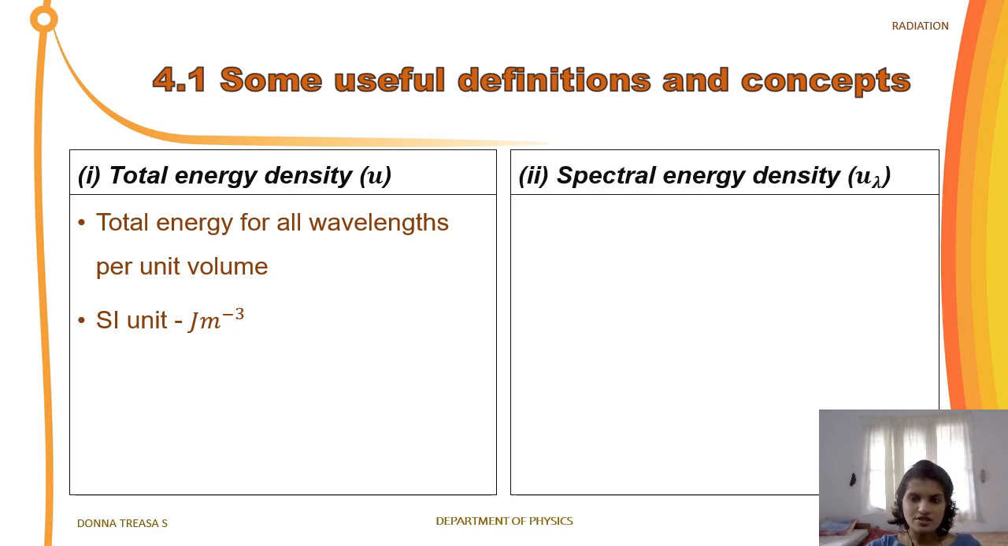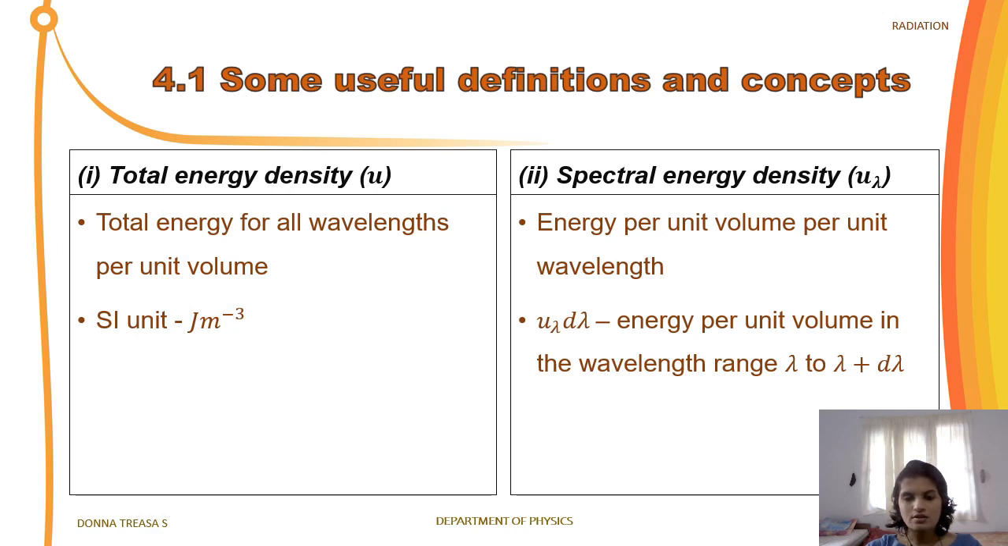Second one is spectral energy density represented by U subscript lambda. It is defined as the energy per unit volume per unit wavelength. So U is meant for all wavelengths and U lambda is meant for a unit wavelength. So there is also a relationship between U lambda and U, which will be explained now. If U lambda d lambda represents the energy per unit volume in the wavelength range lambda to lambda plus d lambda, then upon integrating this term from 0 to infinity, you get U. That is, U is equal to integral 0 to infinity, where 0 to infinity represents all the wavelengths, of U lambda d lambda.